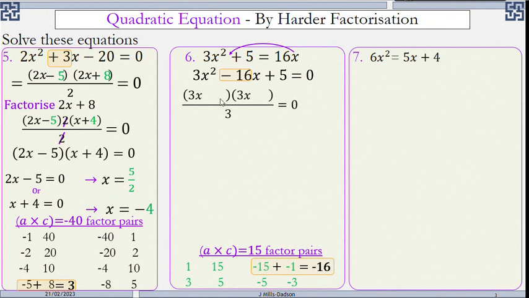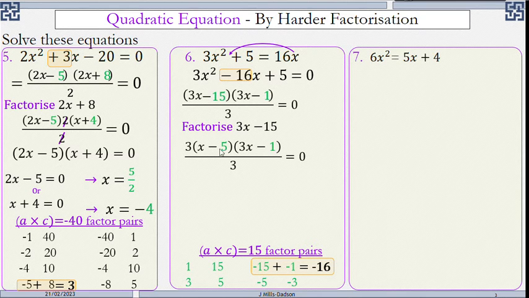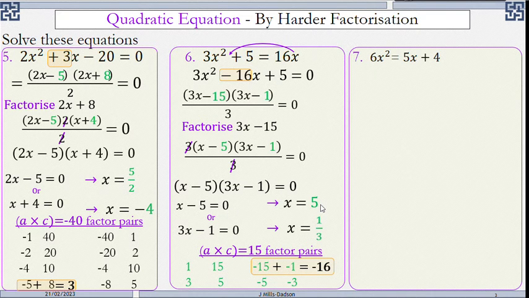You put them in the bracket. You can factor out 3 here, so you can be able to cross out your 3. Cross out the 3, so all I have is this equals 0. Set each equal to 0 and work it out. If this is x minus 5 equals 0, x will be equal to 5. If this is equal to 0, add 1 to both sides and divide both sides by 3. You get 1 over 3.